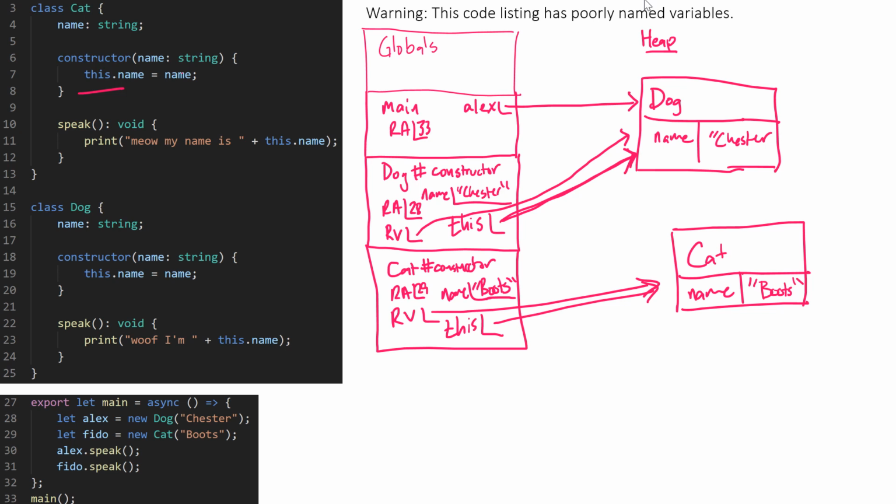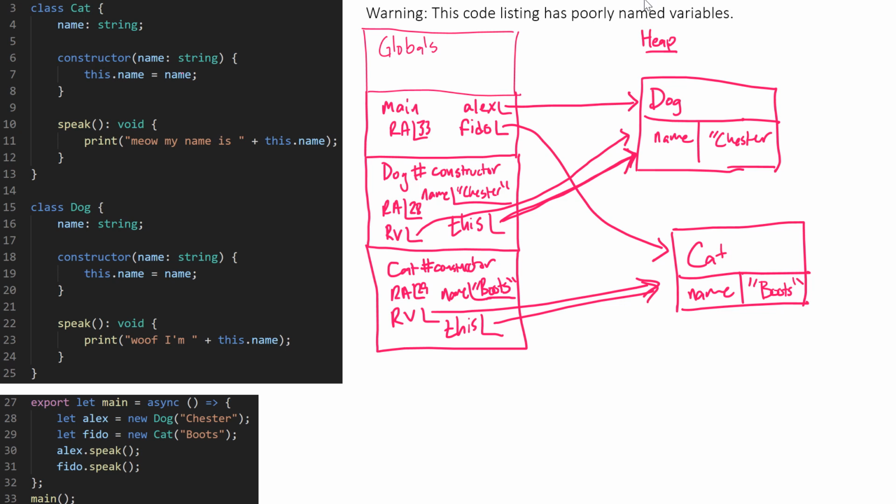So now we have this cat reference being returned back to line 29. So line 29 is all the way down here, and we're setting up a variable named Fido. And Fido refers to this cat object, right? Because we returned a reference to that cat object, Fido will now reference it.